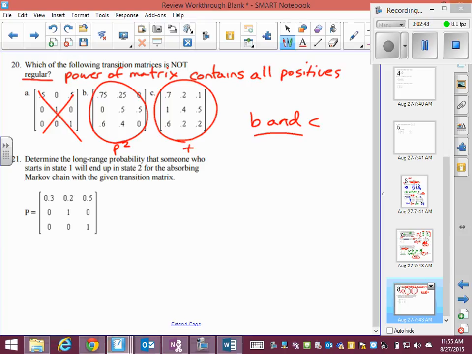21, determine the long-range probability that someone who starts in state 1 will end up in state 2 for the absorbing Markov chain. Okay, absorbing Markov chain. So we've already done long-range probability, but absorbing Markov chain is talking about these absorbing states right here. For ones, that means if you start in state 2, you're going to be stuck in state 2. If you start in state 3, you're going to be stuck in state 3. But let's look at the long-range probability and see what that means.